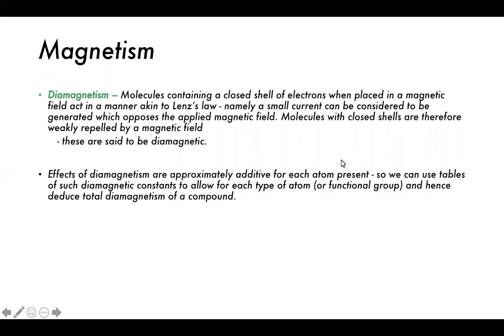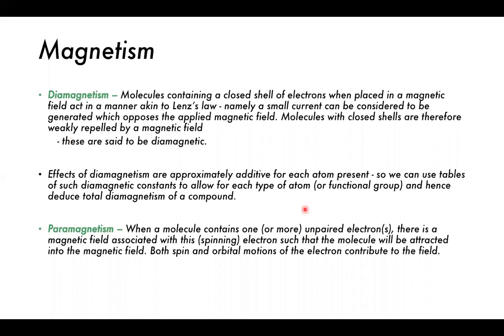So a little bit of a summary, I guess, of some of the terms that we'll use. In magnetism, diamagnetism is when molecules containing a closed shell of electrons, when placed in a magnetic field, act in a manner akin to Lenz's law, namely a small current can be considered to be generated, which opposes the applied magnetic field. So molecules with closed shells are weakly repelled by a magnetic field, and so these are said to be diamagnetic. Effects of diamagnetism are approximately additive for each atom present, so we can use tables of such diamagnetic constants to allow for each type of atom or functional group, and hence deduce the total diamagnetism of a particular compound.